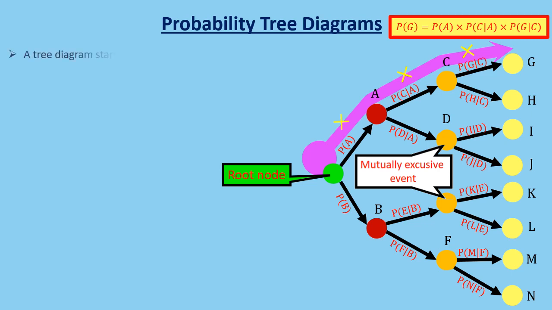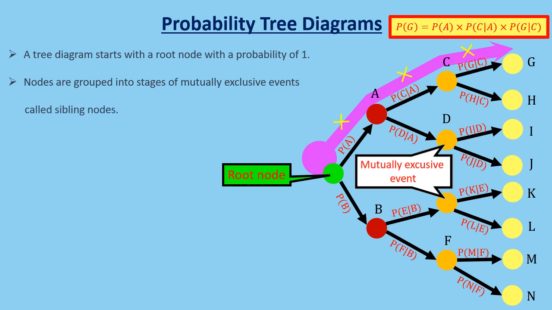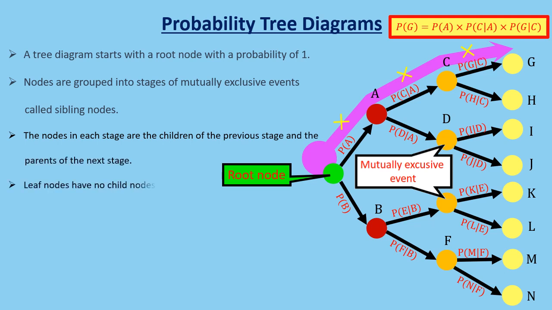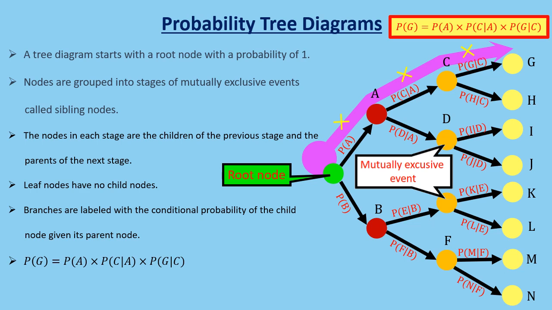A tree diagram starts with a root node with a probability of 1. Nodes are grouped into stages of mutually exclusive events called sibling nodes. The nodes in each stage are the children of the previous stage and the parents of the next stage. Leaf nodes have no child nodes. Branches are labeled with the conditional probability of the child node given its parent node. The probability of any node in the tree is the product of the probabilities associated with each branch from the root to that node. Because sibling nodes represent events that are mutually exclusive, we add their probabilities to determine their or probability.